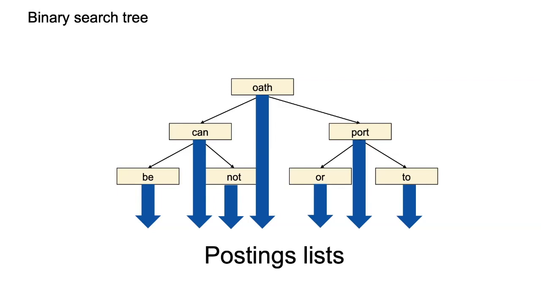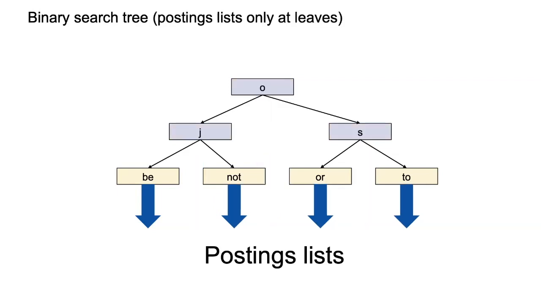You have the version where you put the terms all over the place, and then you have the version where you just put them in the leaves, and whatever is on the other nodes is only for comparison purposes, but they don't have any posting list. Now in practice, here I just put O, J, and S, some made up things, but they compare, right? J is between B and node and so on.